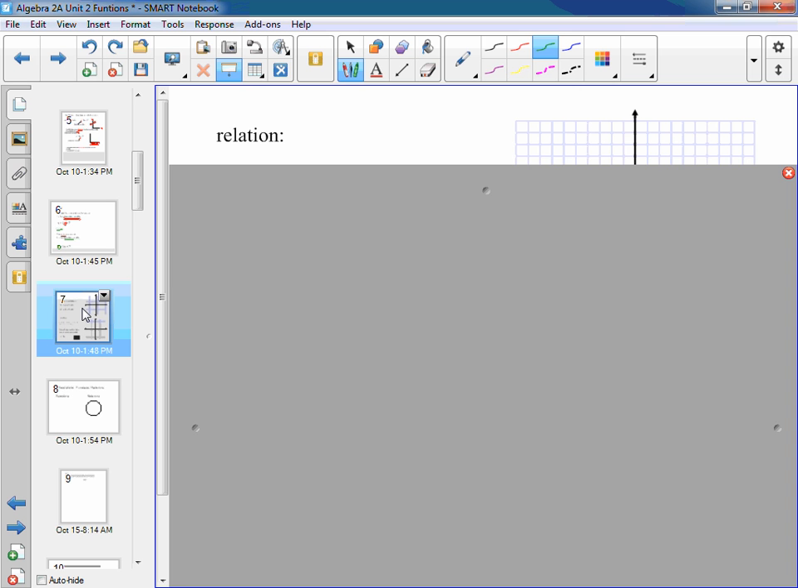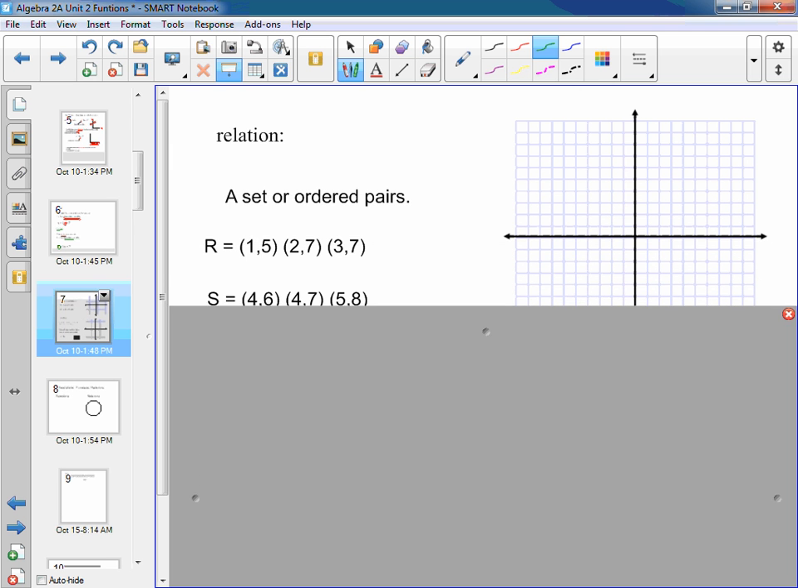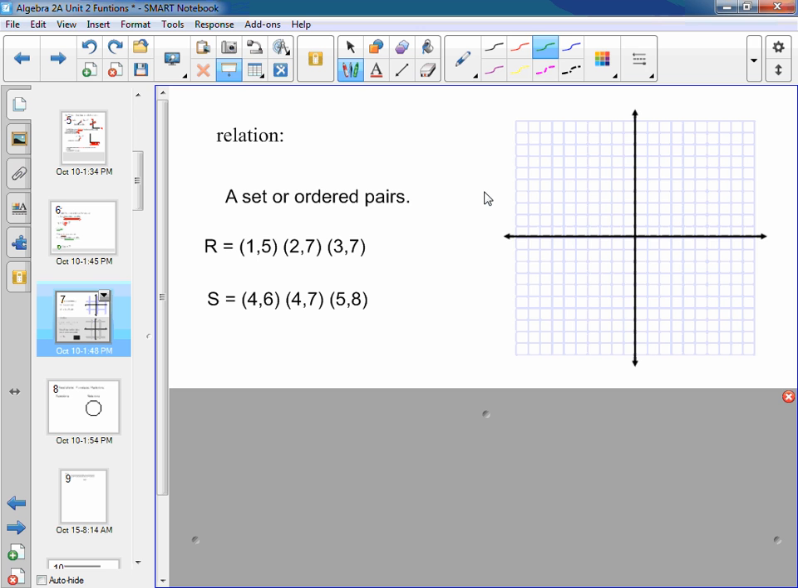Let's talk about the definition of a relation. A relation is a set of ordered pairs, and I want to add to this that every input has one or more outputs. If you have this note sheet to follow along, you can graph these with me. There are two sets here. There's set R, which I'm going to do in red, and there's set S, which I'm going to do in green.